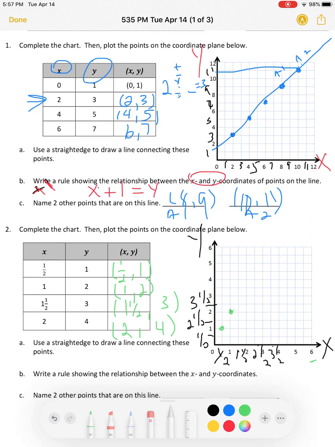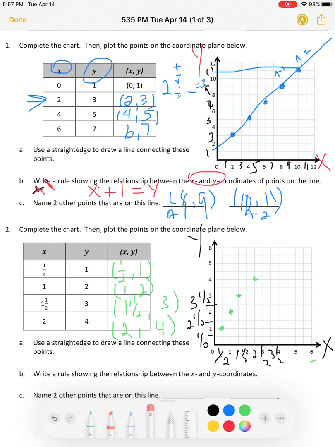The next one, 1 and 1/2 and 3. So I'm moving over to 1 and 1/2 on the x-axis, because that was the first number that they gave us, and then I'm going to move up to 3 on the y-axis. And then I'll plot there. Okay, we have one more coordinate pair to plot, 2 and 4. So we're moving over to 2 on the x-axis and up to 4 on the y-axis. And then I'll plot here. Very good.